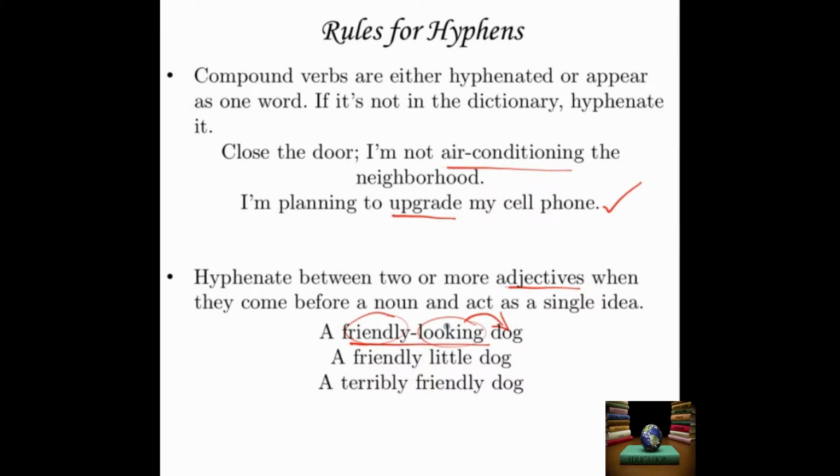But, if you look at it down here, a friendly little dog. In this case, little describes dog and friendly describes dog. You could say it's a friendly dog and it's a little dog. If you can put and in the middle, don't hyphenate it. A terribly friendly dog, on the other hand, well, friendly is an adjective describing dog, but terribly is an adverb modifying friendly, so you don't hyphenate that.